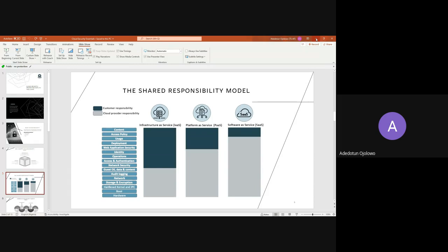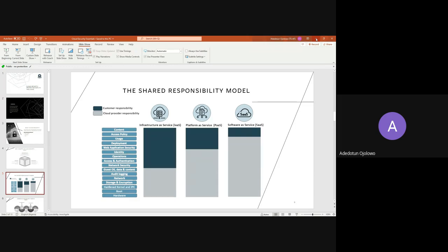Now, if we move to platform as a service, there's a bit of a gray line. There's always a bit of a gray line. It depends on the platform or the service that you are using. For example, if you are using a database, the responsibilities might be shifted a bit more to the cloud provider. Sometimes the responsibilities can be shifted more towards the customer. So there's always a gray line in between.